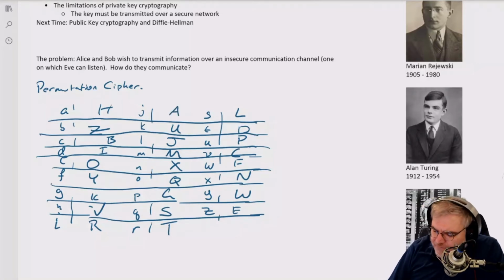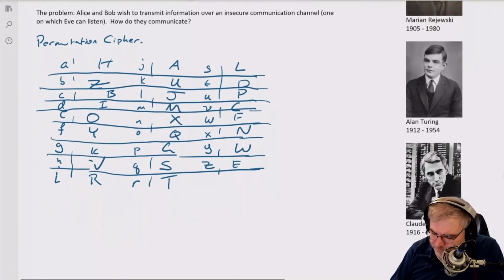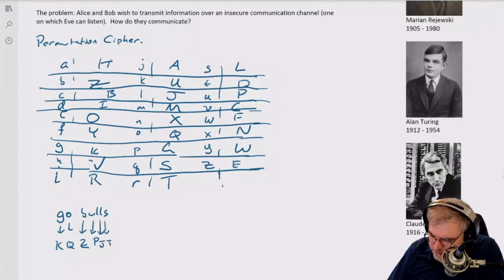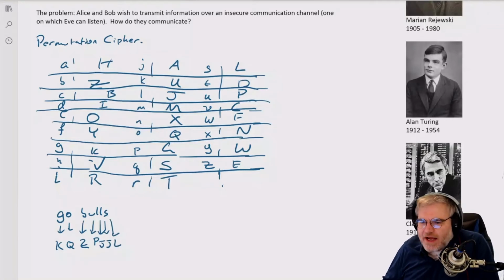Okay, so I have this long message. So if I want to say go Bulls, and I'll make another one for the space. No, I can't because I would have to redo it. If I want to say go Bulls, I kind of just look it up. So this one is K, Q, Z, P. I should have done this in advance, shouldn't I have? Note for next year. J, S. Okay, so how do we feel about that, one to five?